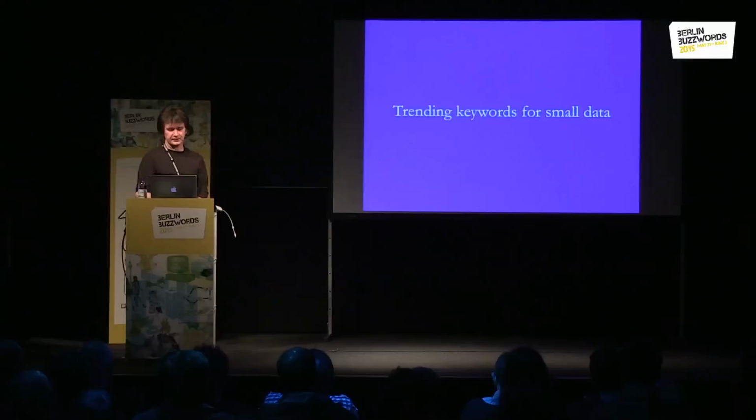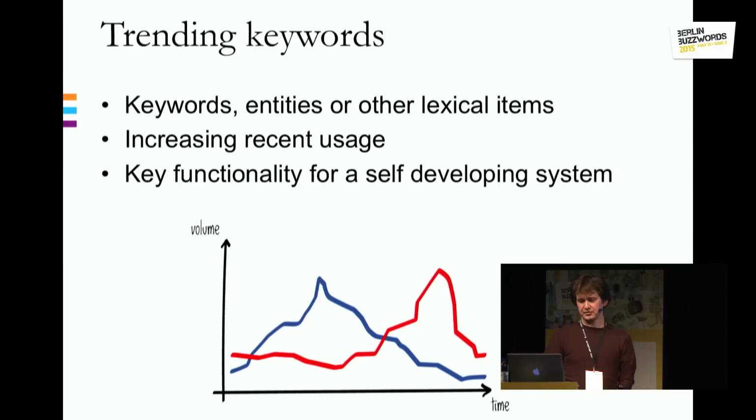We're doing trending keywords. This is our key functionality in applications. It's discovering new topics or entities of interest that are getting a lot of interest in the resources. It's like a short introduction. Basically, you look for increasing recent usage.